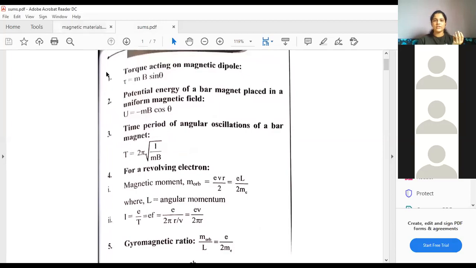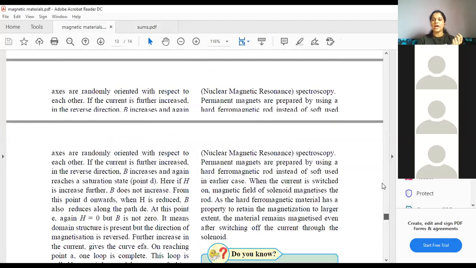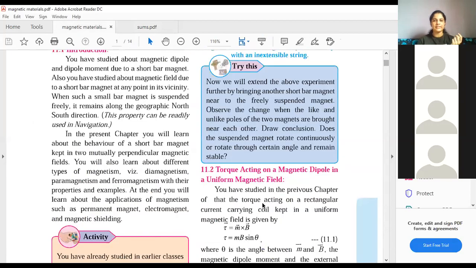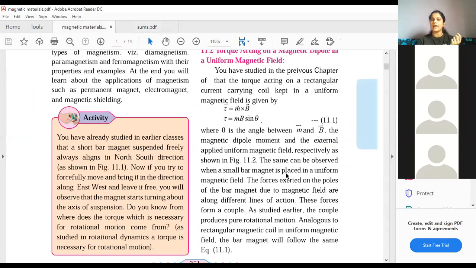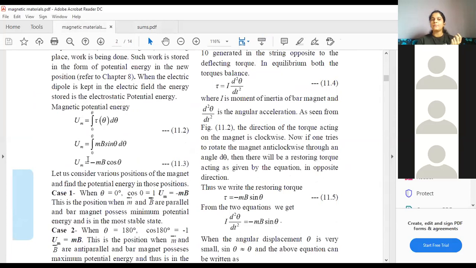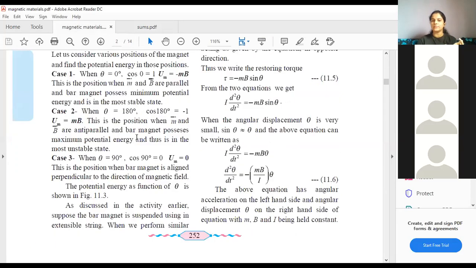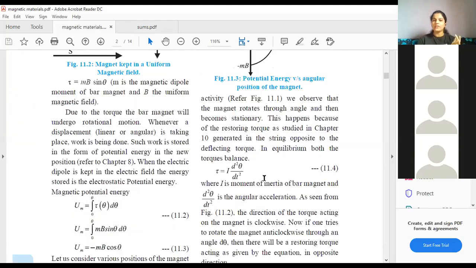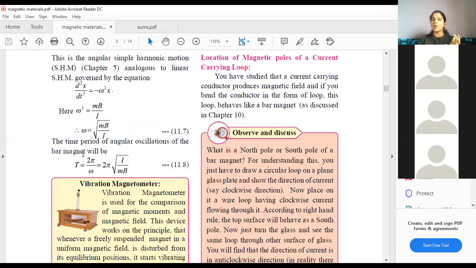In this first derivation, we did the time period derivation. The torque acting on the magnetic dipole, so we started with torque. All right, fine. Then magnetic potential energy is nothing but equivalent to the work done. Okay, fine. And then all this solving part, and finally we obtain this equation: T is equal to 2 pi under root I upon mB.